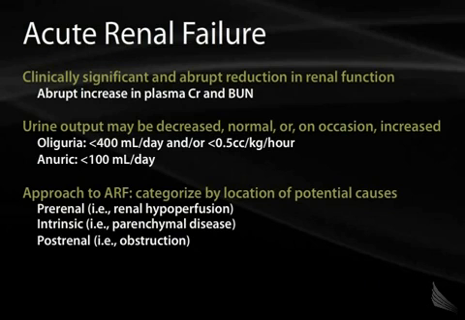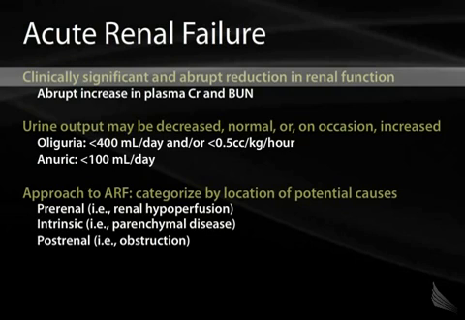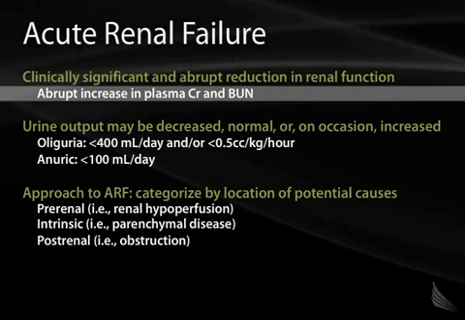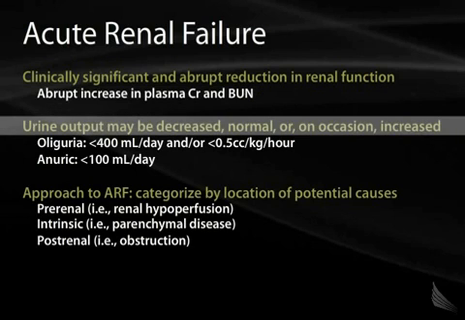The syndrome of acute renal failure is defined as a significant and abrupt reduction in renal function. Usually this manifests with an increase in plasma creatinine and blood urea nitrogen. However, as we said, depending on how quickly one is measuring the creatinine and blood urea nitrogen after the setting of renal failure, we might not initially see any change. Urine output can also be affected. It can be either normal, decreased, or even increased.